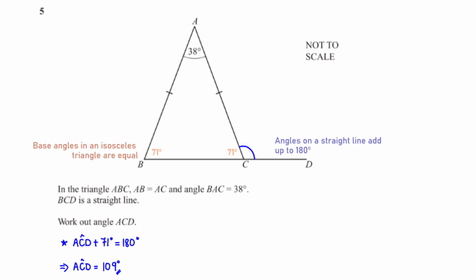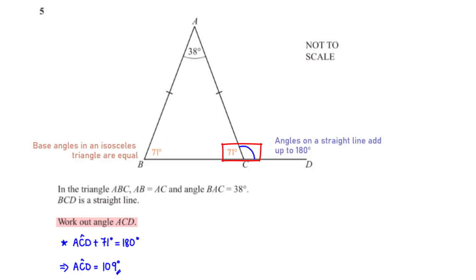In the triangle ABC, AB equals AC and angle BAC is 38 degrees. BCD is a straight line. Work out angle ACD. Base angles in an isosceles triangle are equal. So when we subtract 38 degrees from 180 degrees and divide by 2, we get 71 degrees.